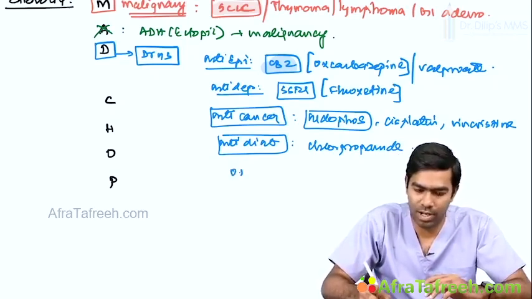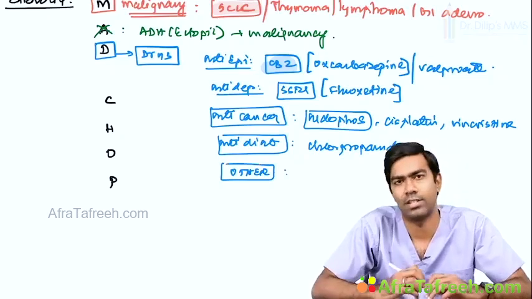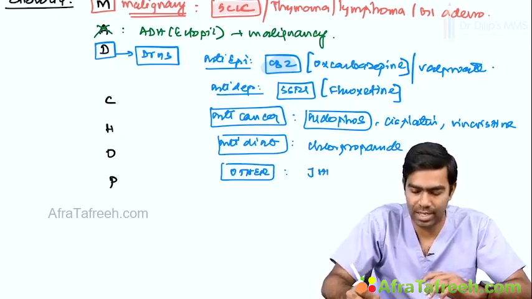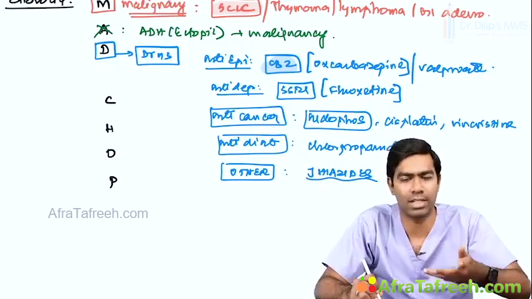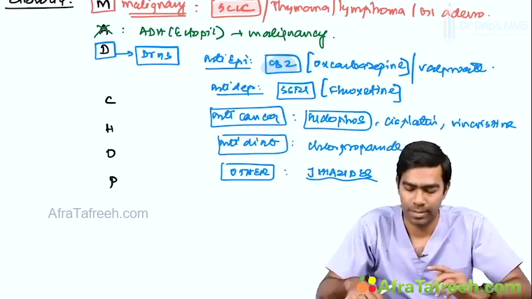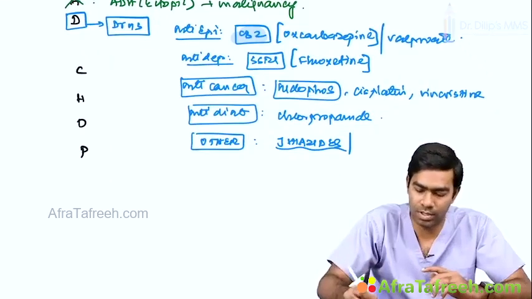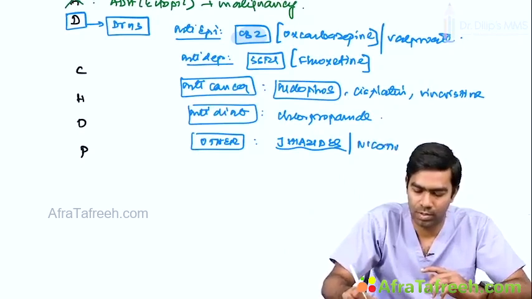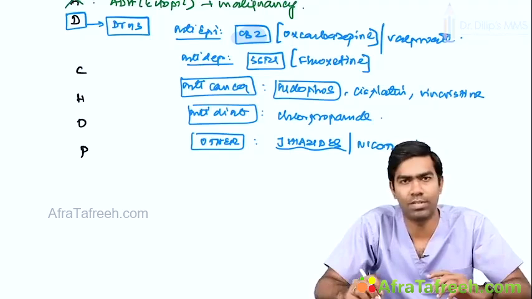Apart from that, there are a lot of other drugs that can produce SIADH, like thiazides. Thiazides produce SIADH by a different mechanism. They potentiate the ADH action. We studied this in a video some time back. And you can get it with nicotine. I think I've told you this in the previous video itself.